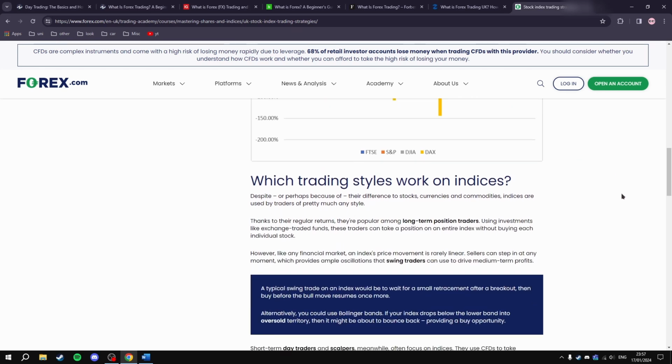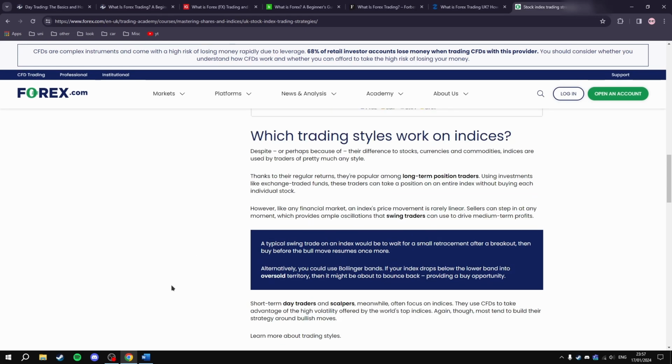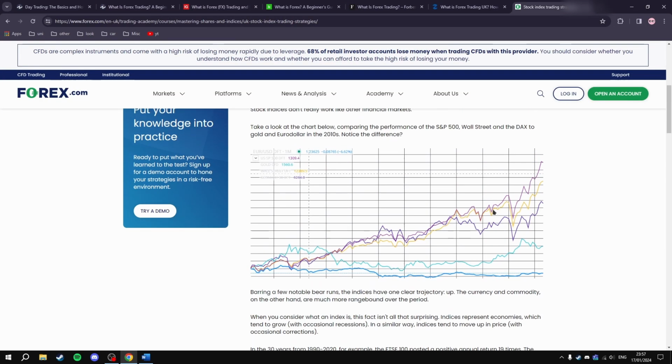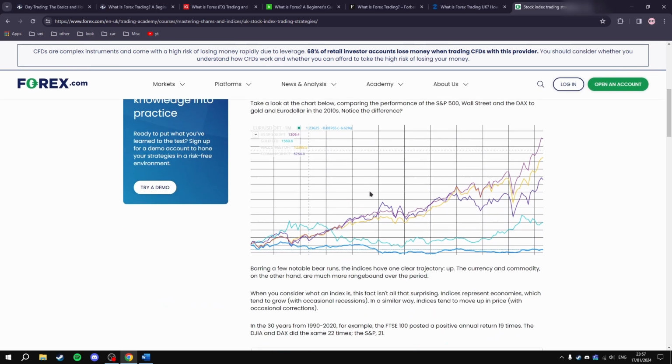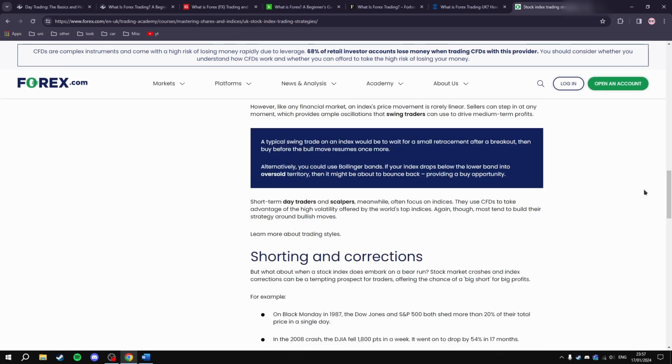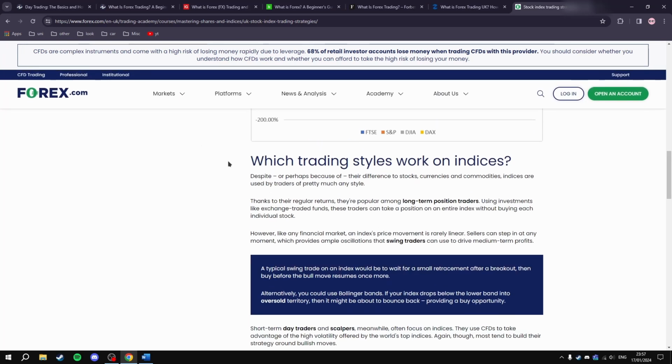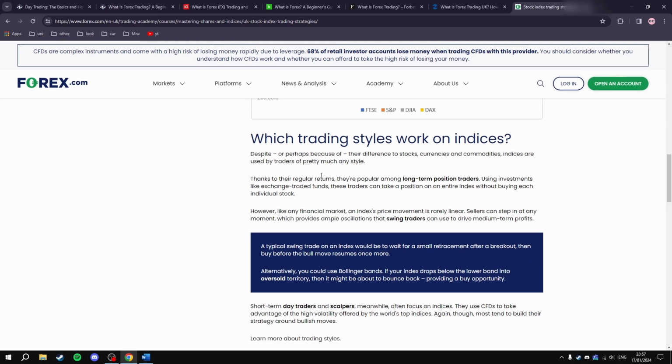Which trading style works on indices? I'm just going to read through all of these and we'll make notes next time, because I don't think we'll have enough time to make notes if we're working through this page, so we're just going to have a quick skim through. Which trading styles work on indices? Despite or perhaps because of their difference to stocks, currencies and commodities, indices are used by traders of pretty much any style. Thanks to their regular returns, they're popular among long-term position traders.